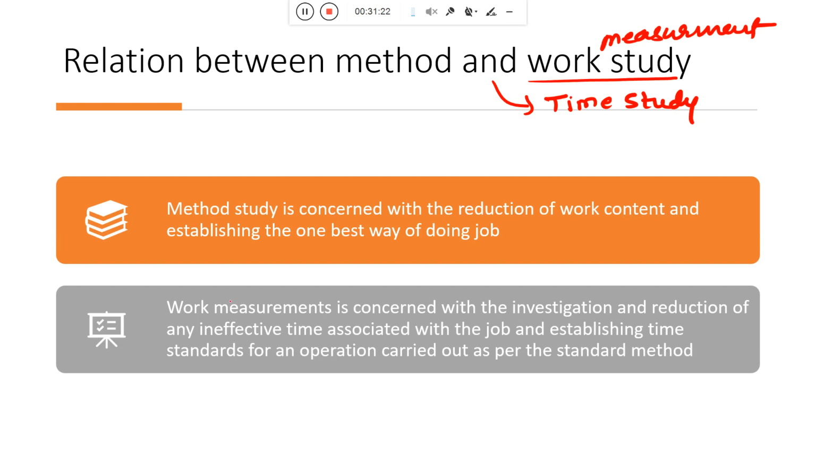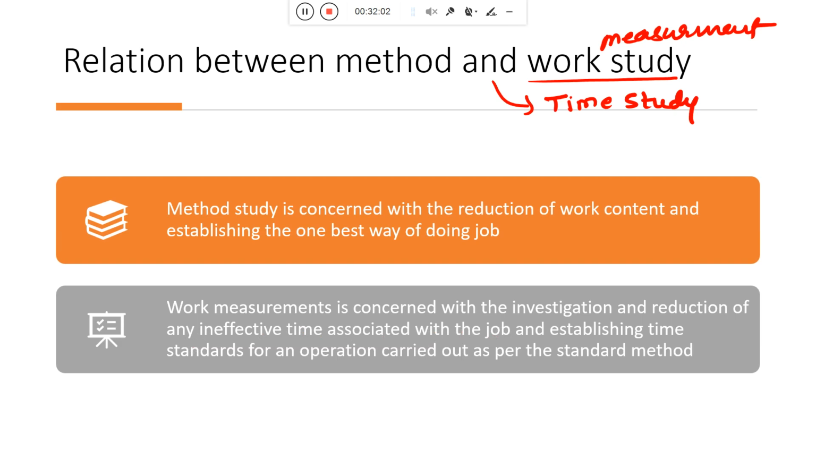But when I talk about work measurement, which you can also call time study, it is concerned with the investigation and the reduction of any ineffective time associated with the job. Here the concern is that ineffective, non-value-added time is associated with that particular work. In every organization the non-value-added work will be there. How can I reduce that time? That is nothing but the time study. How can I reduce it?